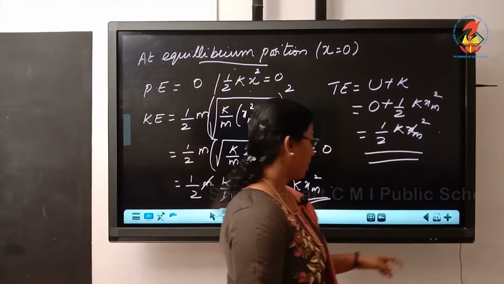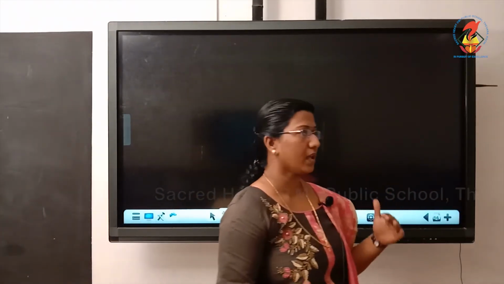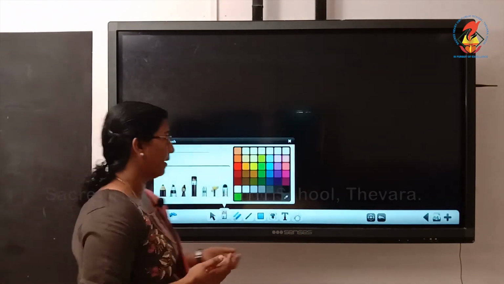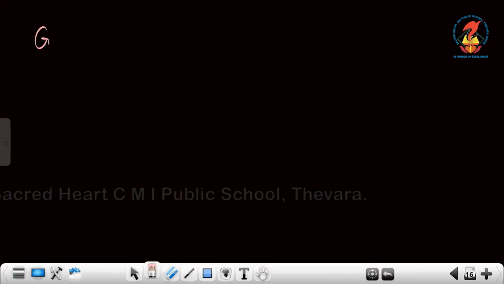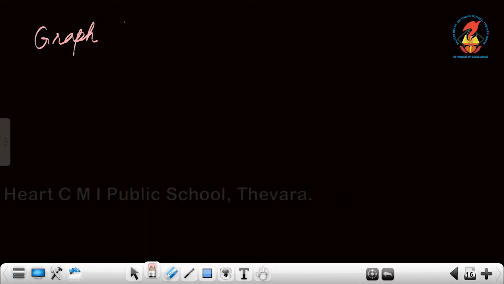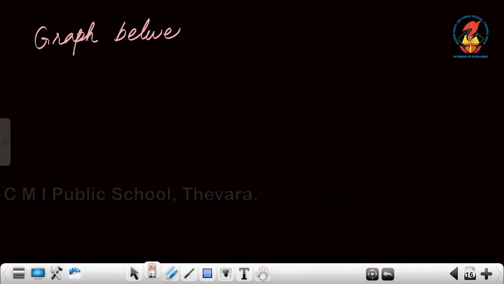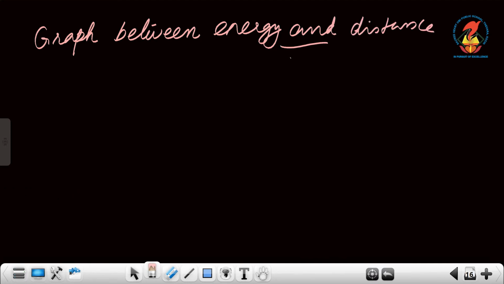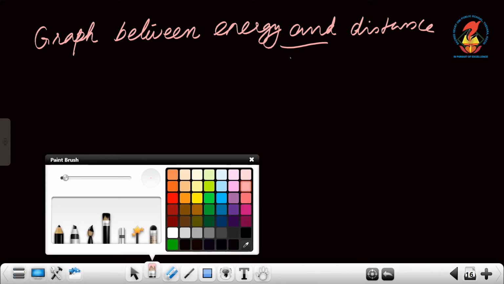Next, we are going to draw a graph relating energy and the displacement. Okay, graph between energy and distance of a spring.